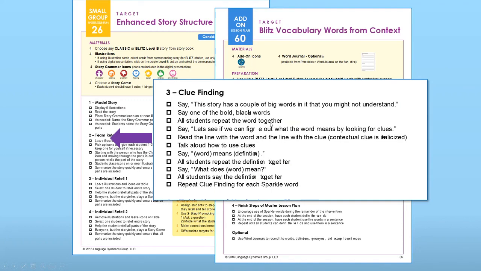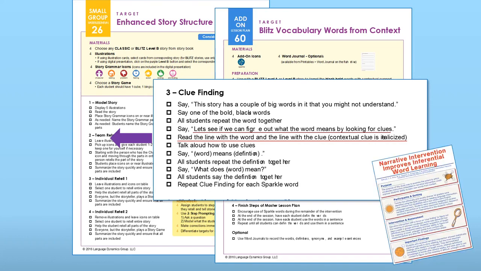Say this story has a couple of big words in it that you might not understand. And so some of the blitz words that we do include are going to be some difficult or more advanced vocabulary. And so I do want to point that out. You can also make up your own, right? You can look at some of these stories and pick out some of those words if social emotional words are what your targets are.